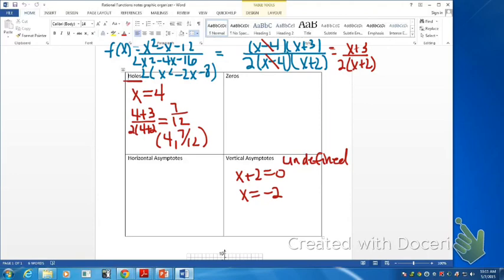Okay. Now we're going to work on our zeros. Let's start with our y-intercept. What is the value of x on the y-axis? 0. Okay? So to find our y-intercept, we're going to set our x equal to 0. Just like we did the 4, we're going to do the same thing again, but with x having a value of 0. So that's going to give us 0 plus 3 over 2 times our 0 plus 2. So 3 over what? 3 over 4. Okay, so there's your y-intercept at (0, 3/4).